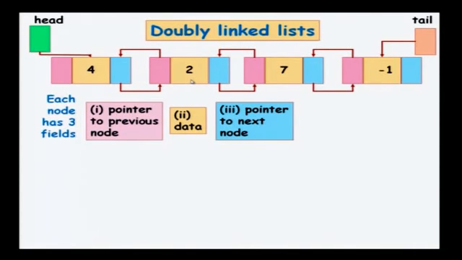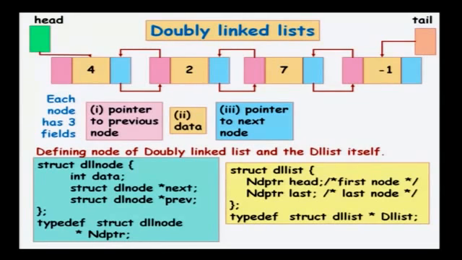Now, each node has three fields. One is a pointer to the previous node, the second is the data in the node, and the third is the pointer to the next node. So, how will the definition look? It will say something like struct DLL node, doubly linked list node. It will have one field which is data, and then two pointers, struct DLL node next and struct DLL node previous. So, one to go to the next node and another to go to the previous node.